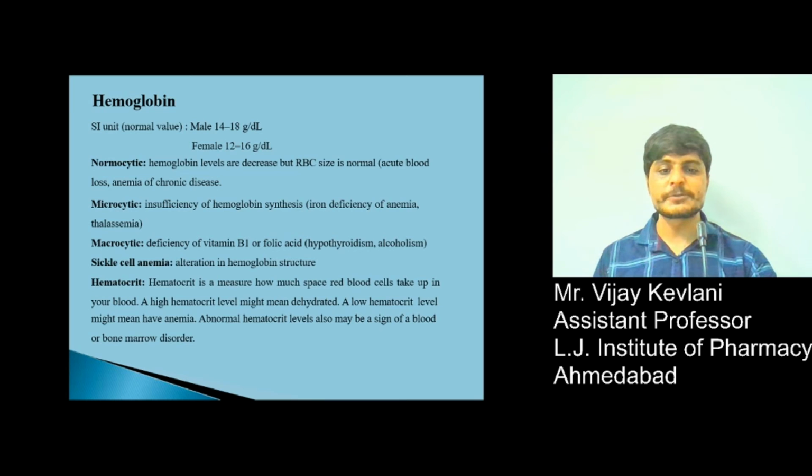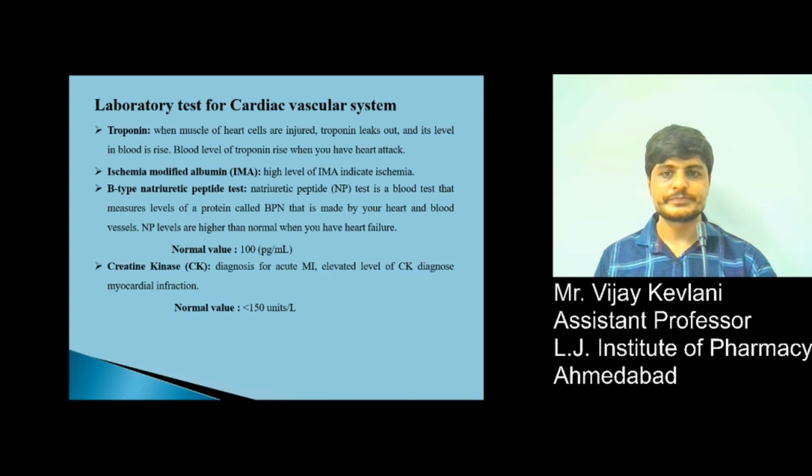And hematocrit is a different value from hemoglobin. Hematocrit is a measure of how much space red blood cells take up in your blood. A higher hematocrit level might mean dehydration. A low hematocrit level might mean you have anemia. An abnormal hematocrit level may also be a sign of blood or bone marrow disorders.